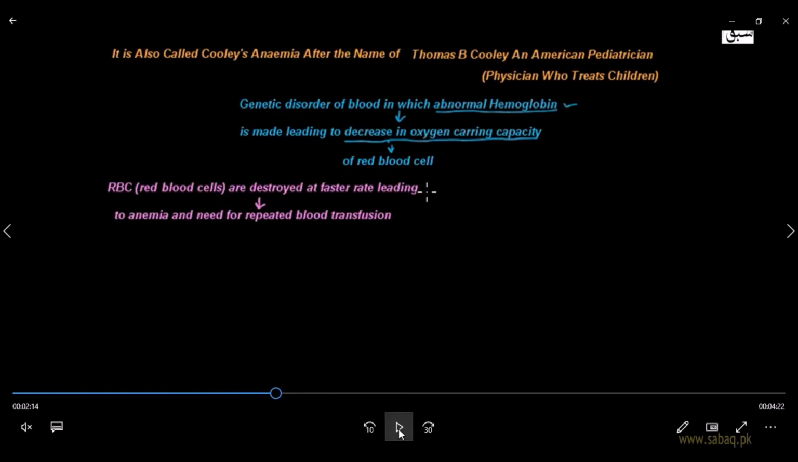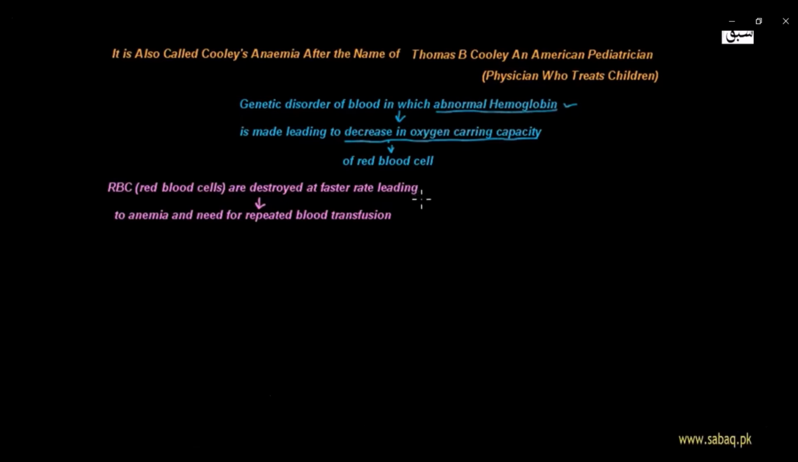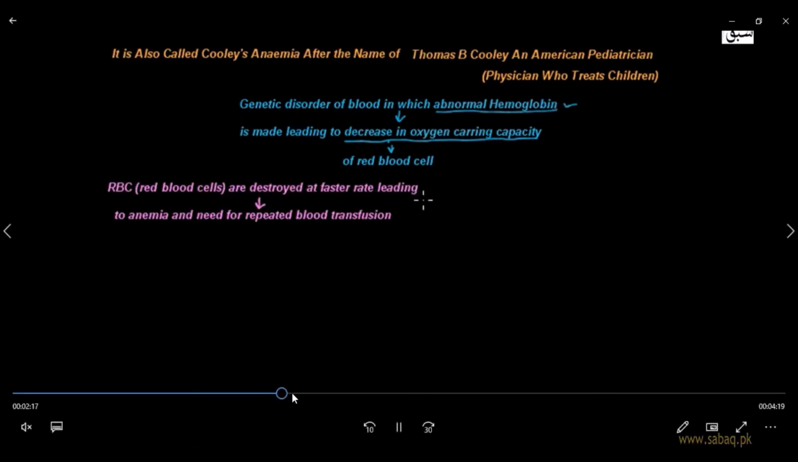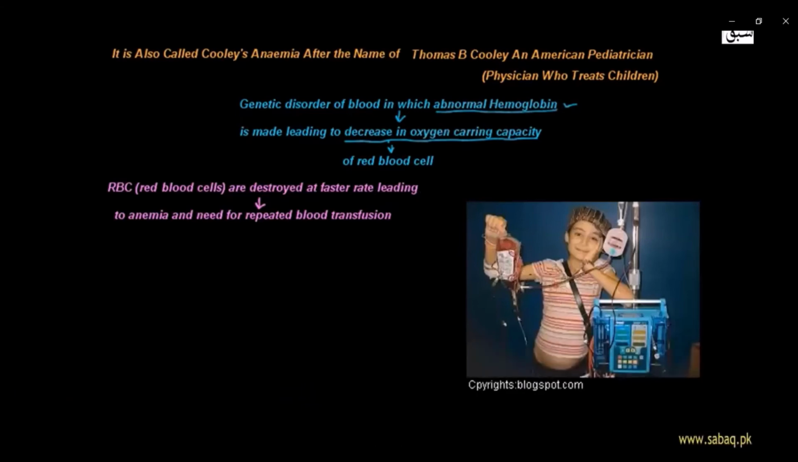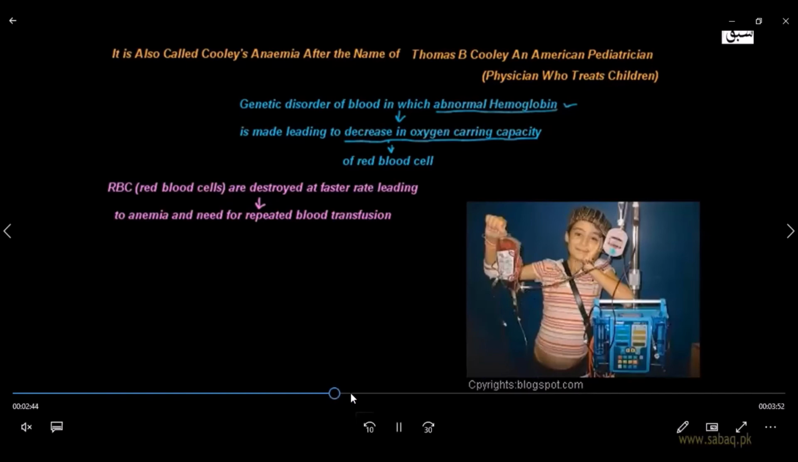And for this purpose, you need to have a blood transfusion. So, like leukemia, this patient also needs to have a blood transfusion, that is red blood cells, from a normal person. Otherwise, the person might have difficulty in surviving. As you can see in the picture, the patient who is having thalassemia usually has to, every other day, transfuse normal blood to get the normal RBCs for the proper functioning of their RBCs. And this is a very expensive process.